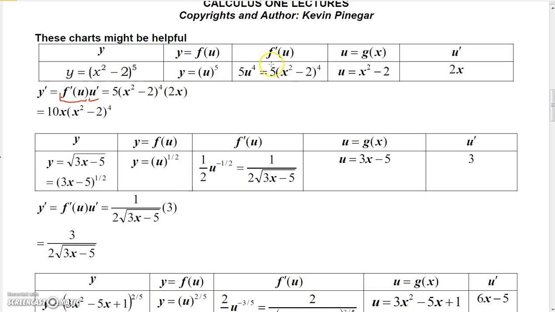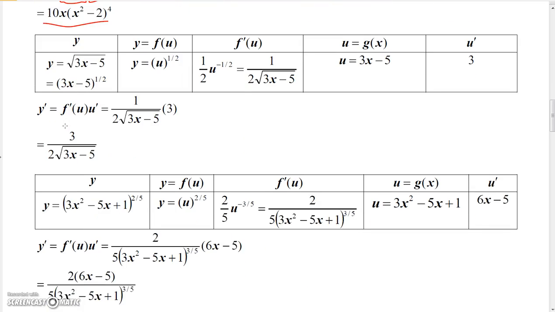Well, here's the derivative of u right here, and then here's u prime. So you're basically going to multiply those two together to get the derivative.